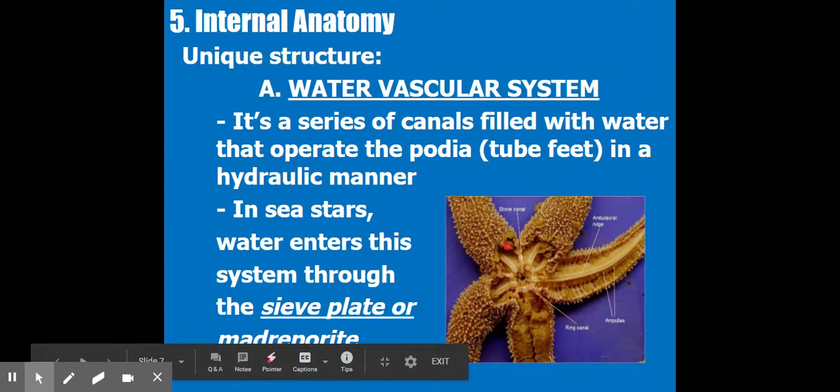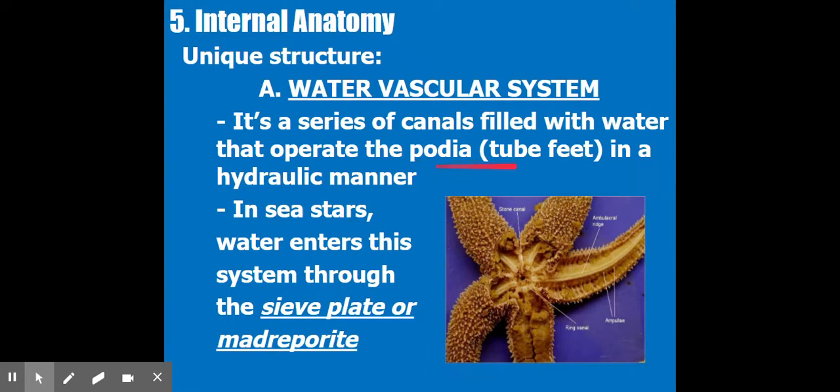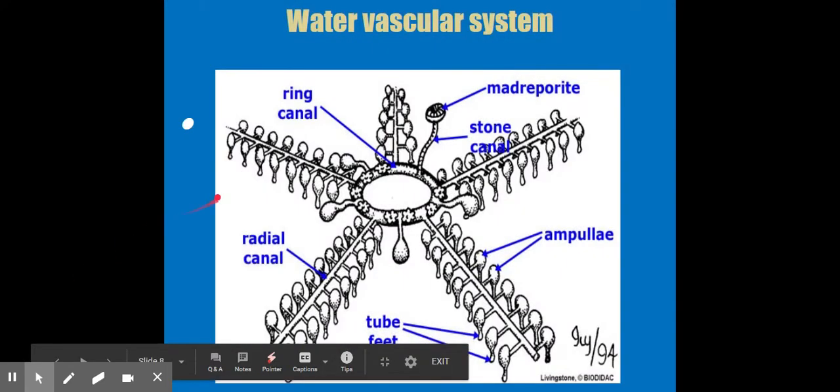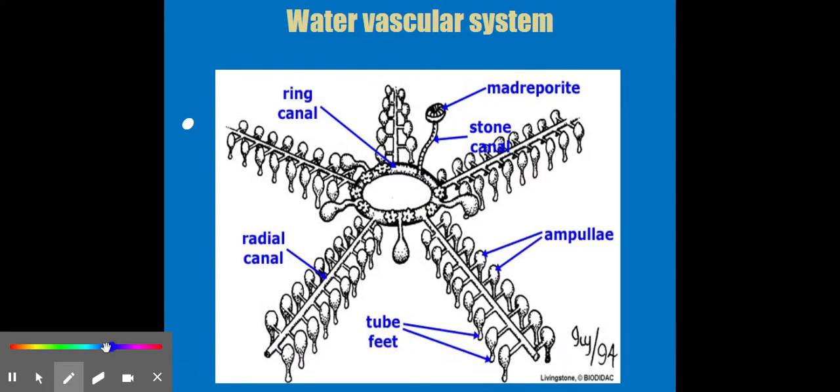Okay, so this is where the water is brought in, that madreporite, and then they have a series of canals all inside of them, which lead to different places and transport the water around. This also helps them operate their tube feet, their podia, in a hydraulic manner so they can cling on to things and move about. So the water vascular system is very important to echinoderms. So here is a diagram showing you the main parts of the water vascular system in an echinoderm. So you'll want to know these parts.